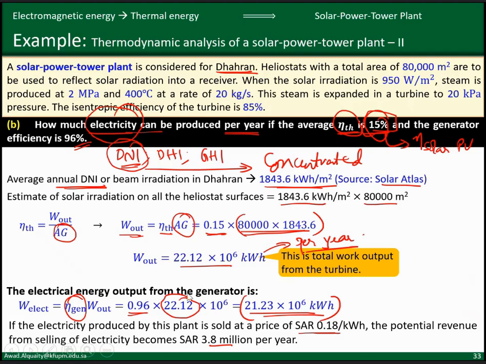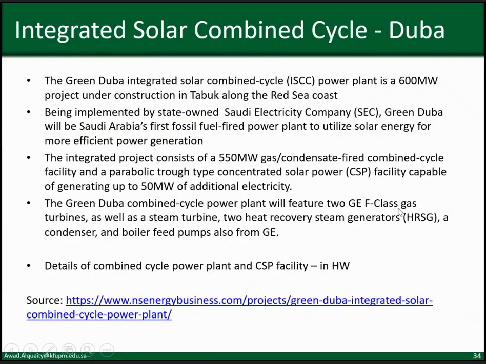All right, that's it. We will continue in the next class, and we'll discuss integrating a concentrated solar power system with the combined cycle, which is in Dubai and close to Neom, and then we'll do a group activity and conclude this chapter.